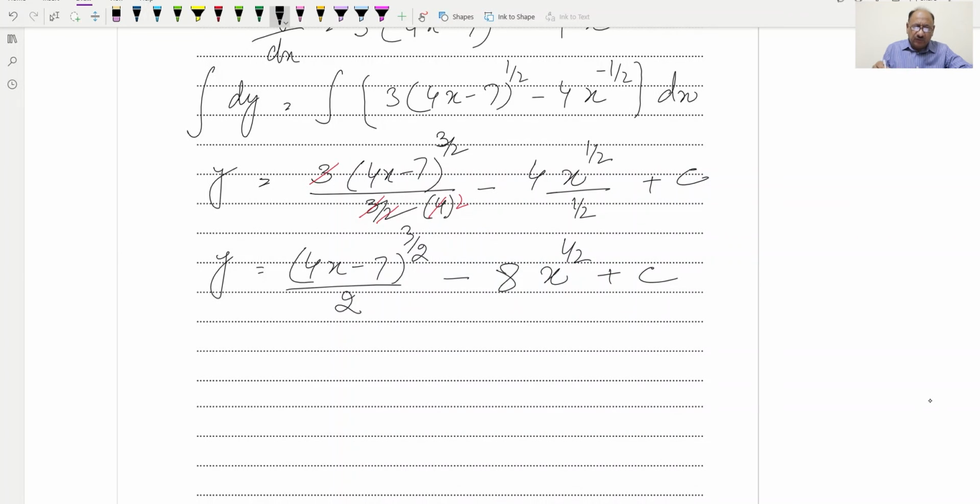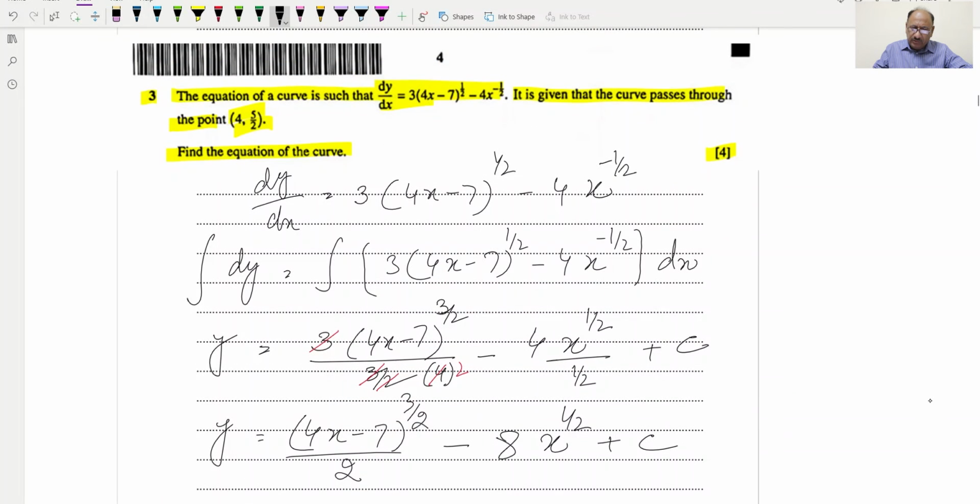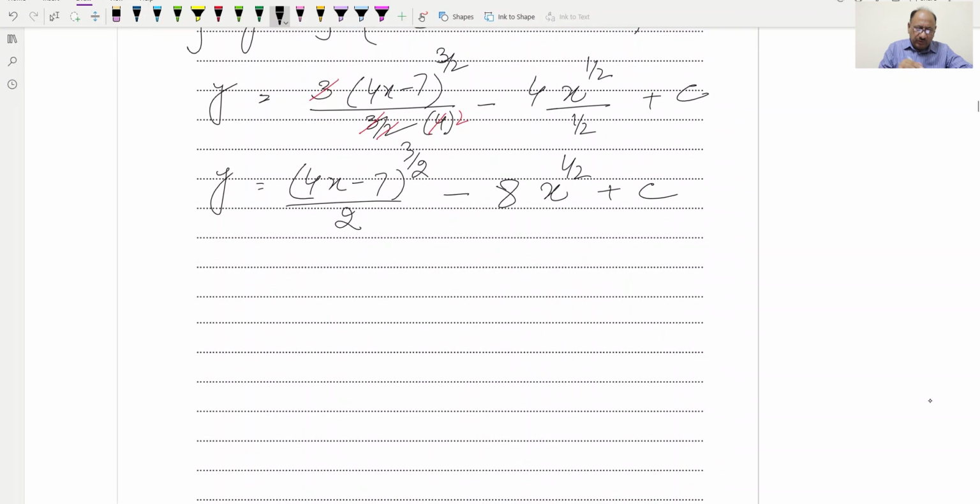c, and this is the y value. The point given is 4 and 5 by 2. So we will replace this value to get the value of c. So it will be 5 by 2 is equal to (4 into 4, which is 16, minus 7) whole raised to 3 by 2 divided by 2, minus 8 into 4 raised to 1 by 2, plus c, and this one further we can simplify. The c value will be what?